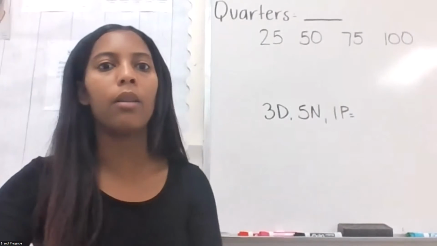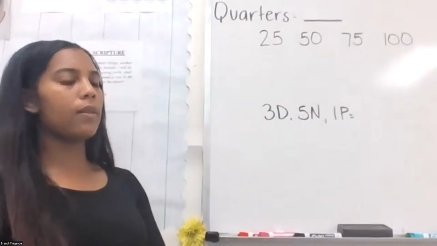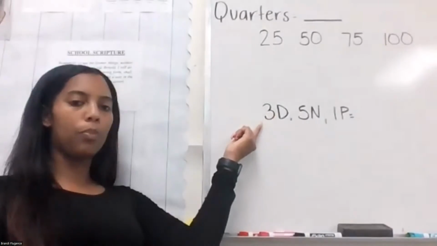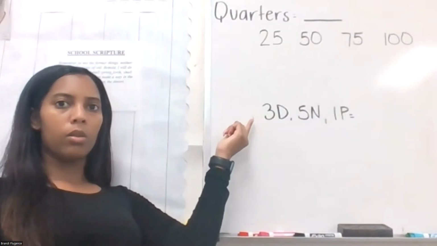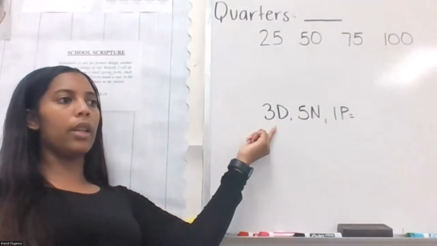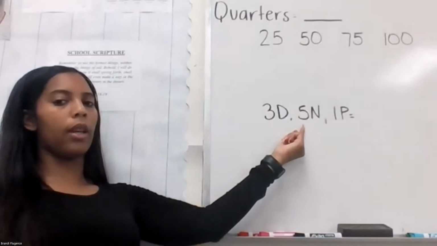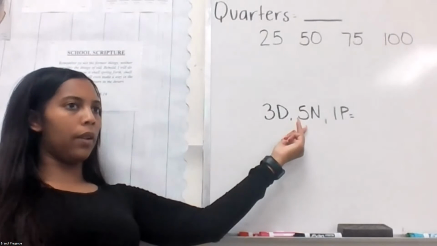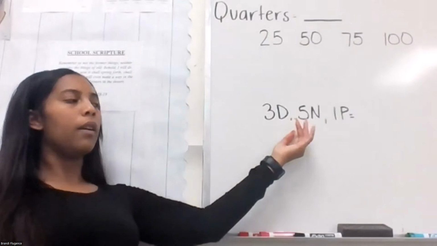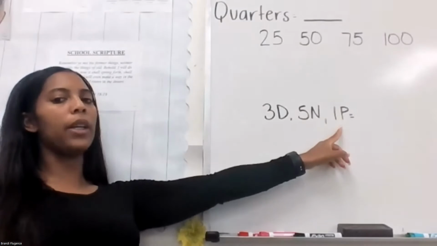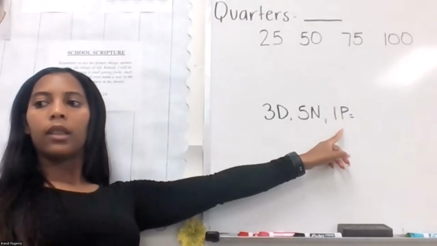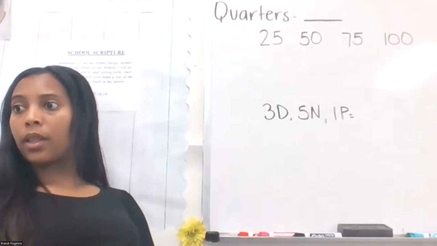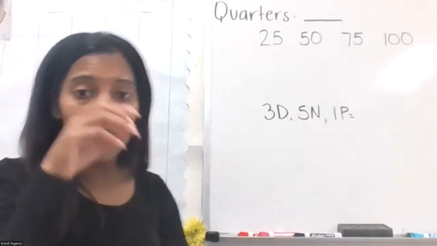Okay, did we count it out? Let's count it together. So let's start with our dimes. So 10, 20, 30. Now let's jump into the nickels. So we say 35, 40, 45, 50, 55, and then that 1 penny. 56. 56 cents.